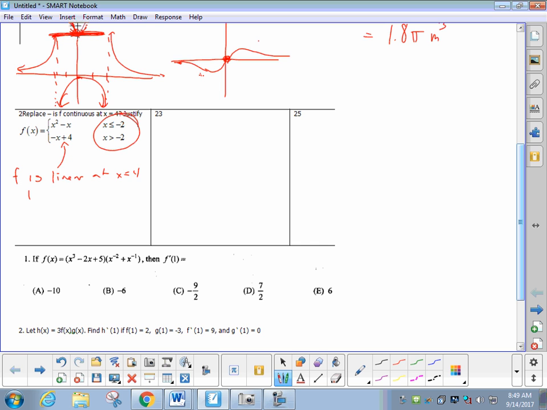It is continuous. You could do the whole definition of continuity. Does the limit as x goes to 4 exist? What is the limit as x goes to 4? 0. Does f at 4 exist? Does it tell you what to do when x is 4? Well, yeah. When x is 4, that would be this case. It exists, and it equals 0. And so because the limit equals the point, yes, it's continuous. If you wanted to show it by the definition of continuity, that's what you would do. You follow?